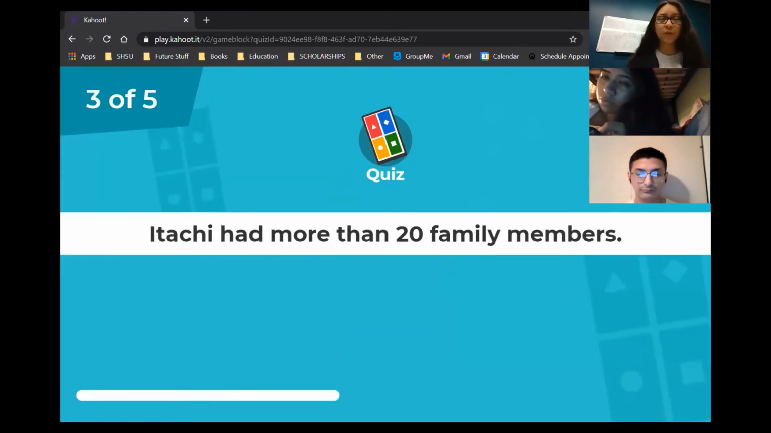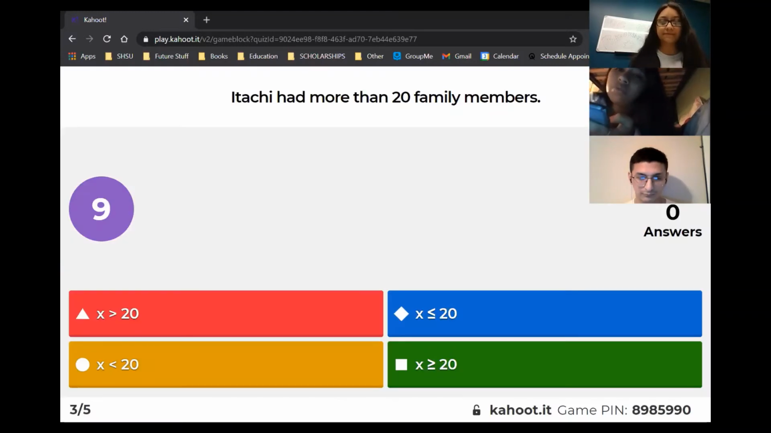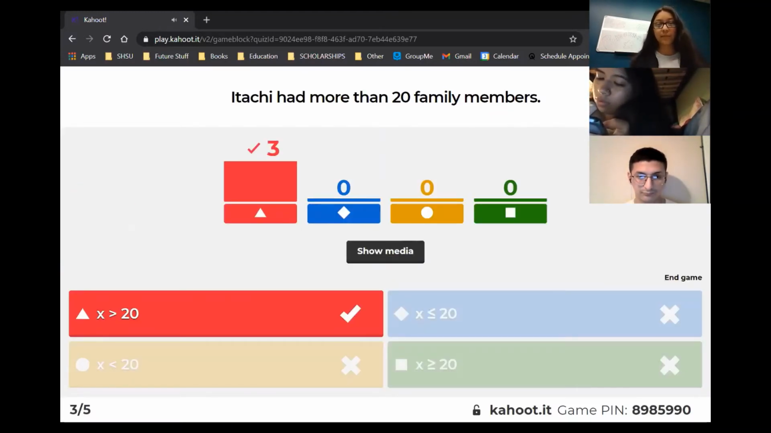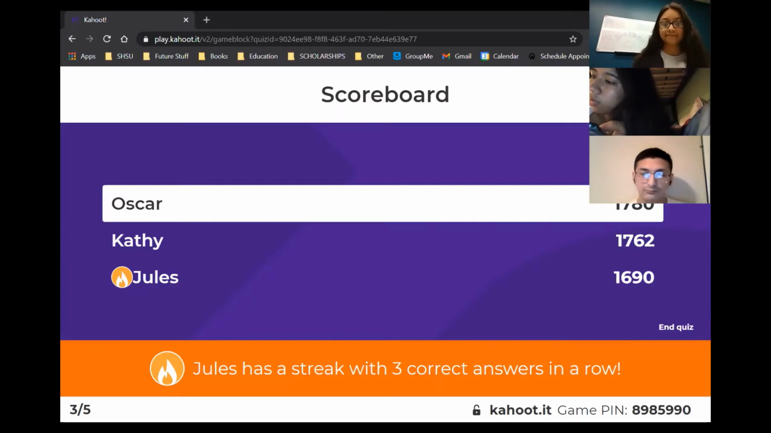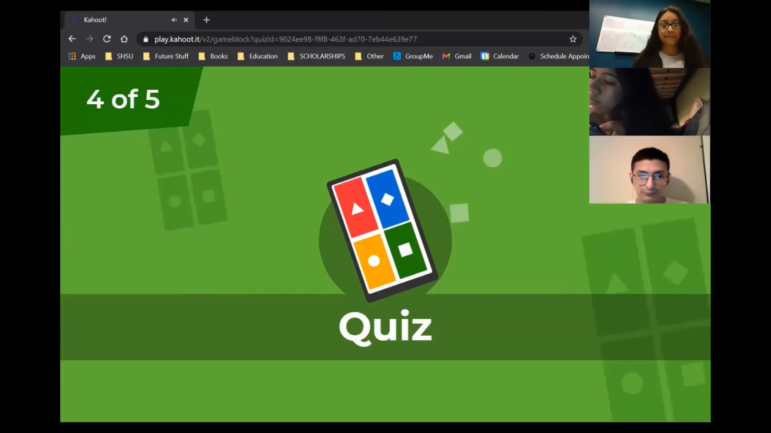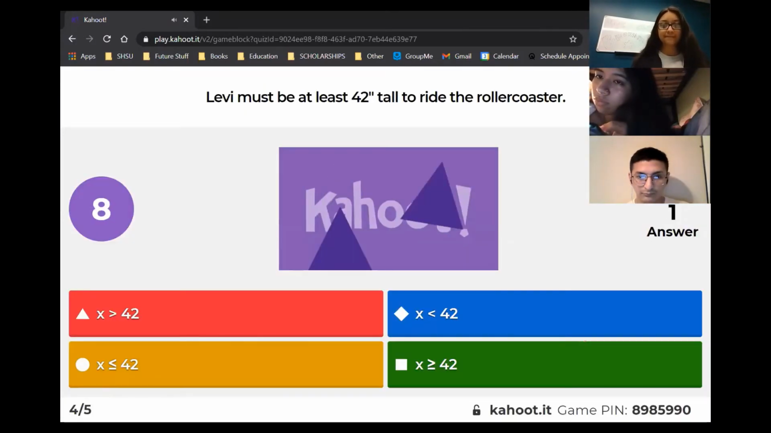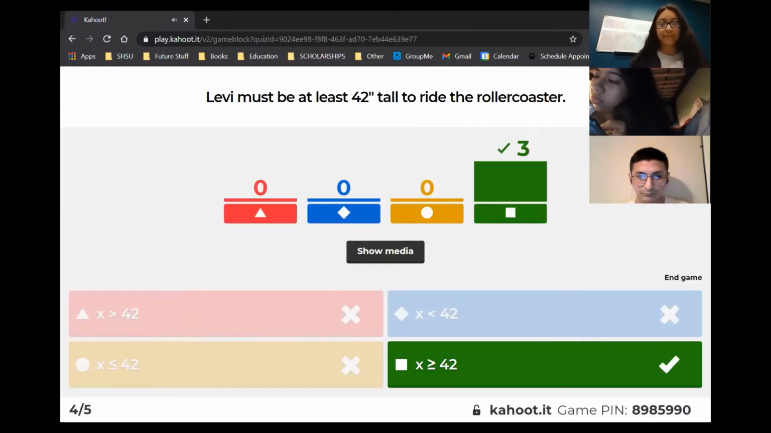Hitachi had more than 20 family members. X is greater than, so more than 20 family members. Correct. Levi must be at least 42 inches tall to ride a roller coaster. Correct. X representing number of inches, and it has to be equal to 42 or greater.